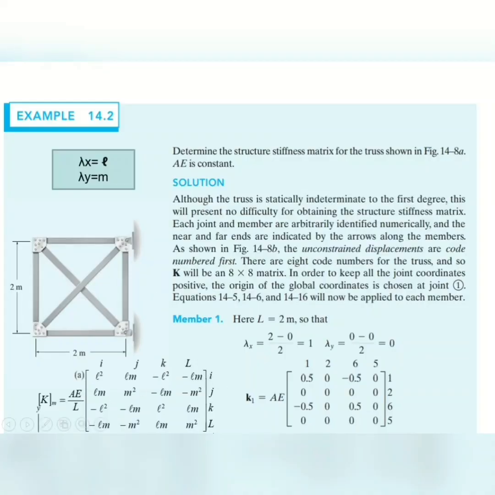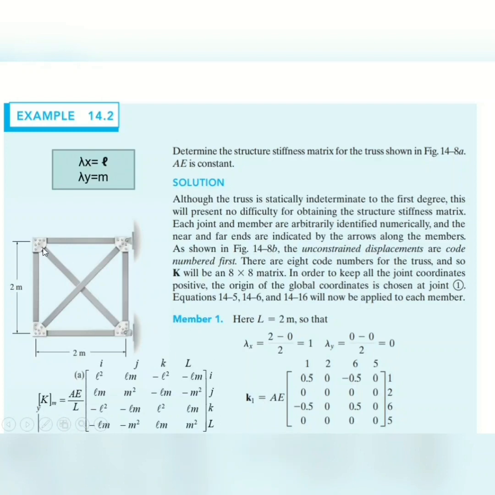So you need to remember that L is equal to lambda x and m is equal to lambda y. Basically one book is using lambda x, another book is using L, so you don't need to be confused. You must remember this point, so you have the concept automatically when you see it in any type of book. So this is our equation, and how we can apply it on this member.